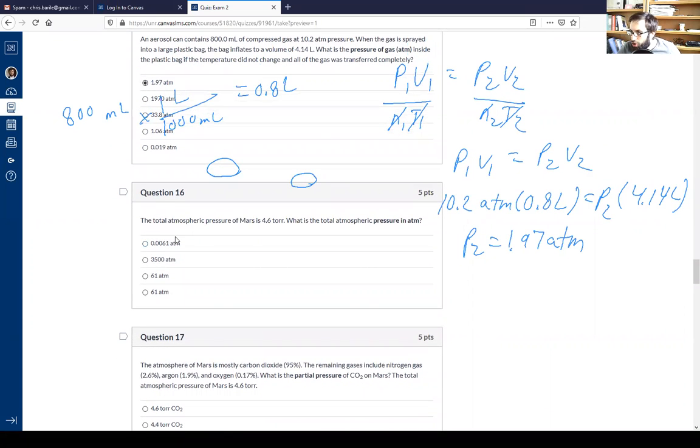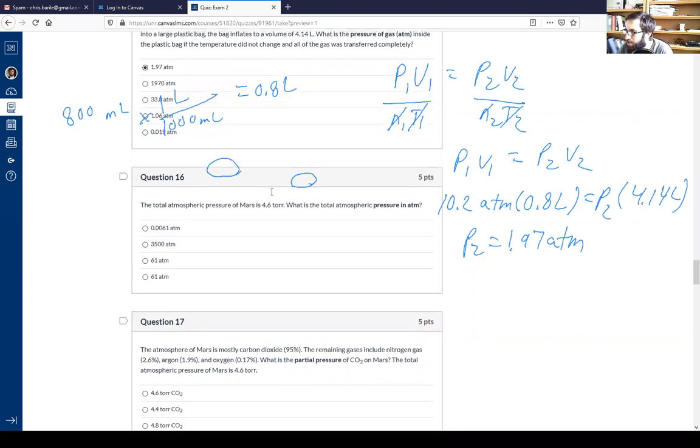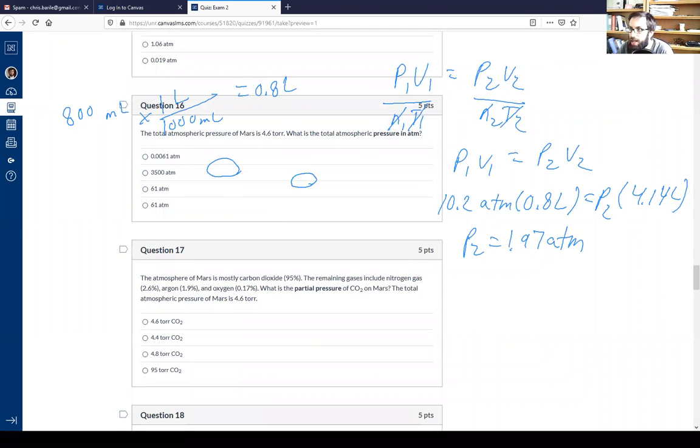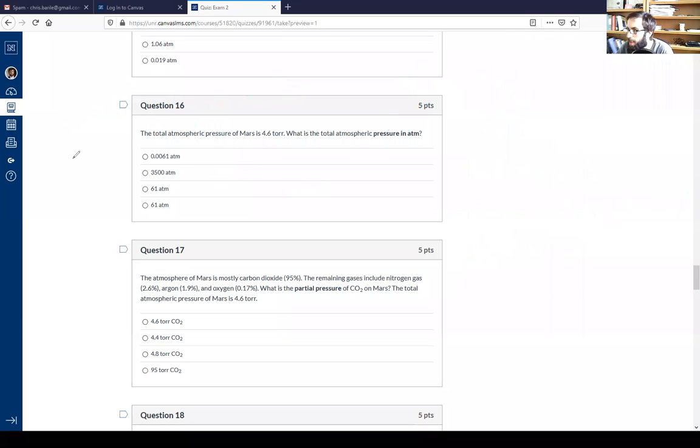Okay, the total atmospheric pressure on Mars is 4.6 torr. What is the total atmospheric pressure in atmospheres? Let's just do these next two. This is just asking about conversion. The sheet up at the beginning tells you that there are 760 torr for every 1 atmosphere.